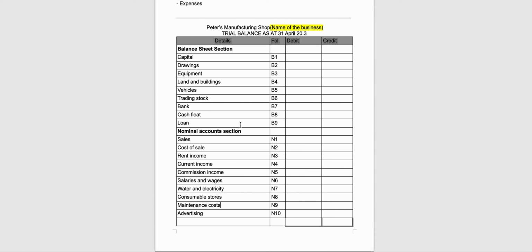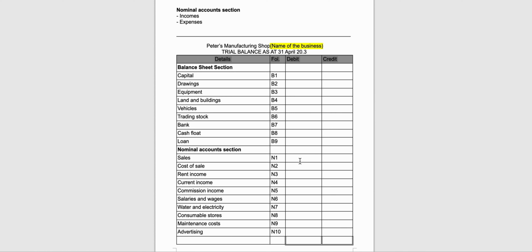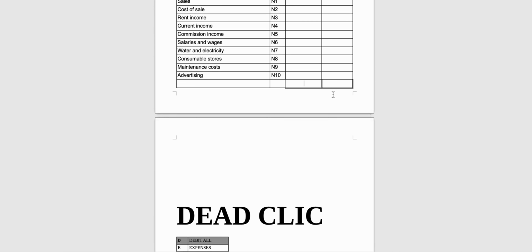So now you are done listing all the accounts which go into the balance sheet section, as well as in the nominal account section. The next important part, which will make or break your trial balance, is on which side you are supposed to record the amount of each account. Does the capital account go into the debit side, or does it go into the credit side? Do not worry, I got you.